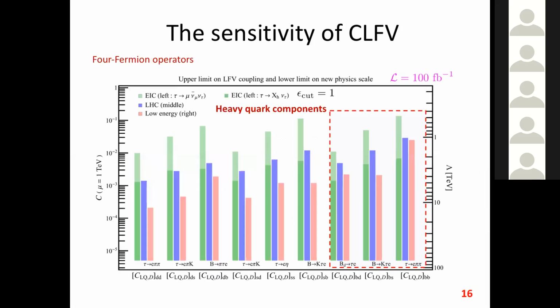We also tested the four-fermi operators. For example, here the conclusion is that the EIC could give a very strong constraint for the Higgs quark components. That's for the light gray. And the limit could be comparable to the LHC and even the Belle data. And as I said before, the running effects are very important. For example, here, tau to e pi pi, although they do not relate to the B quark component, through the running the Belle data also could get some constraint.